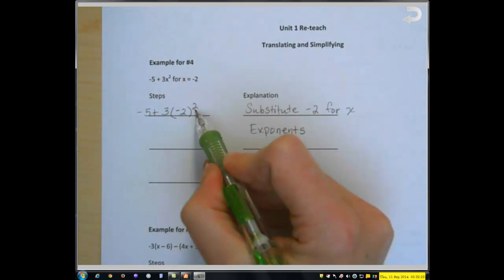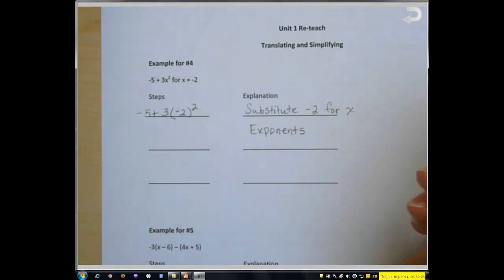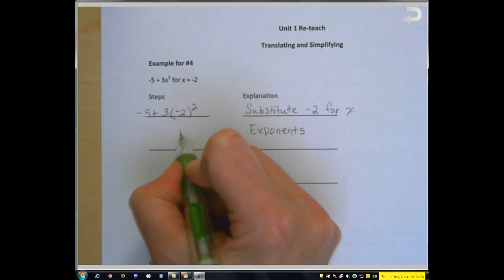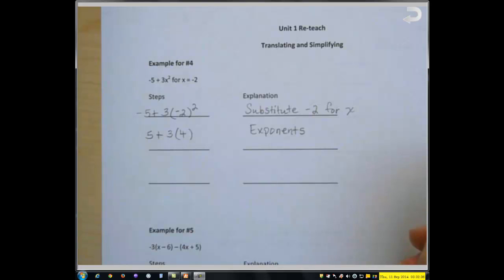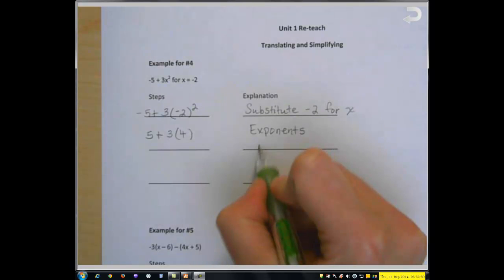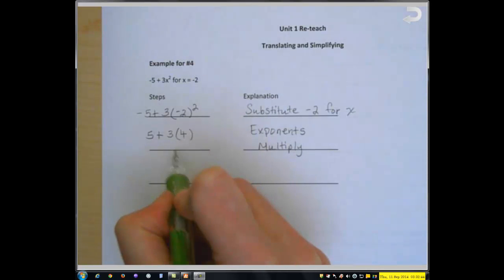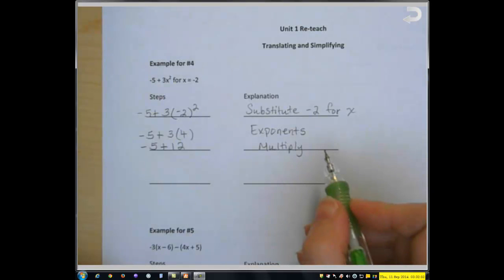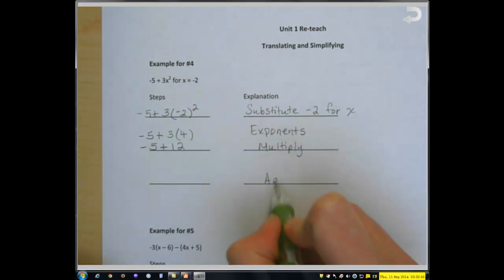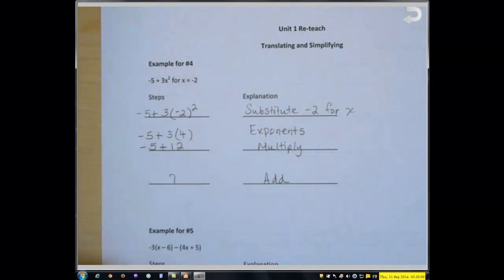So -2 squared. Remember, that means multiply -2 times itself. -2 times -2 is +4. The next operation we want to do is multiply. Multiply 3 times 4, that's 12. Forgot to bring down my negative on the 5. Now we want to do the last operation, which is add. -5 plus 12 is +7.